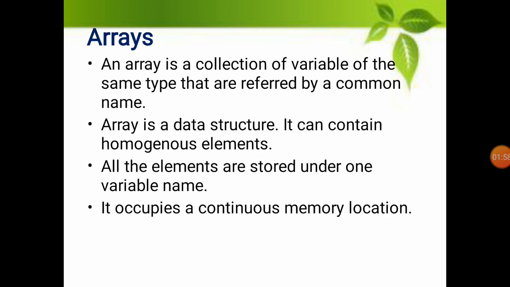Now, student, come to the definition of array. Array is a collection of variables of the same type that are referred to by a common name. Array is a data structure and it can contain homogeneous elements. Similar types of data can be contained in the array. We cannot store different types of data in an array. All the elements are stored under one variable name. And one more thing, it occupies a continuous memory location.